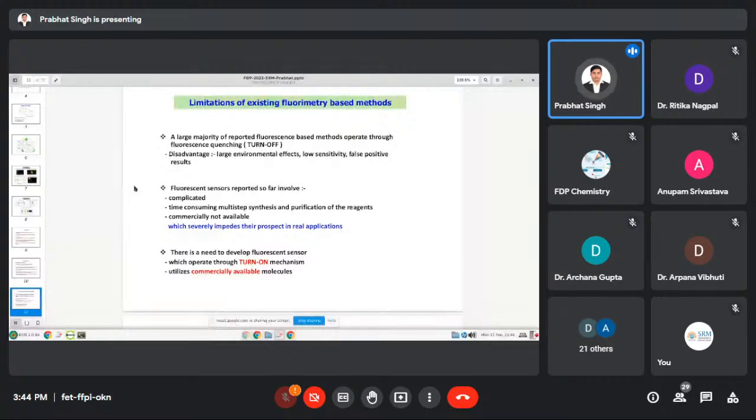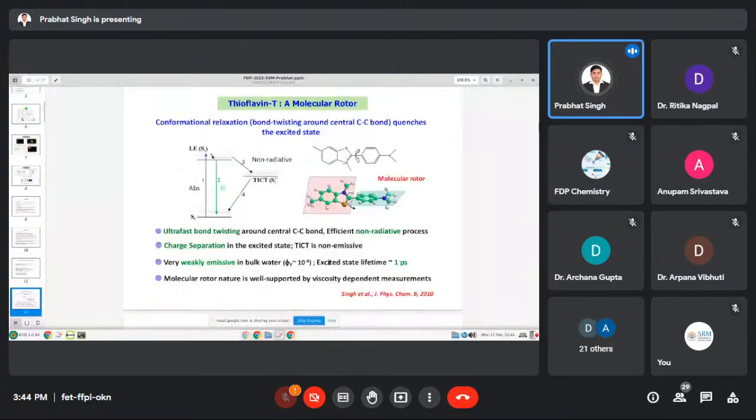So overall, I just wanted to tell from this slide that there is a need to develop turn-on sensors for heparin, which preferably should utilize a commercially available molecule. So these are the two pieces of information that I wanted to give from this slide. Let us now share the story of how we ended up using this particular molecule, thioflavin T, for sensing heparin.